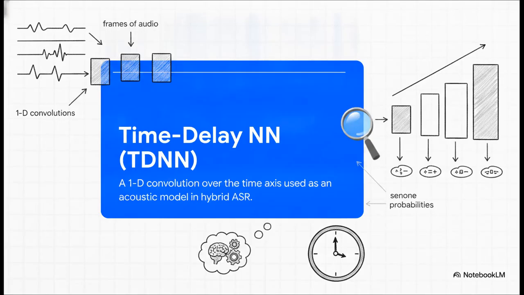At its most fundamental level, what is a TDNN? In plain English, a time delay neural network is essentially a 1D convolution over the time axis. It's used primarily as the acoustic model in hybrid automatic speech recognition systems, translating frames of audio into senone probabilities. Think of it as this brilliant tool designed to grab a really wide context of audio without completely crashing your system's memory. It looks at a small window of frames across time, and by stacking these layers together, it builds up a massive, wide view of the audio sequence.